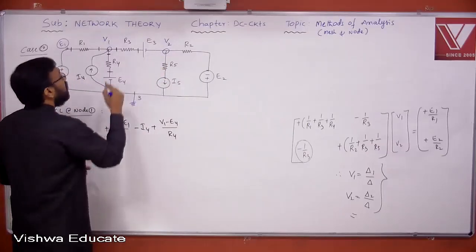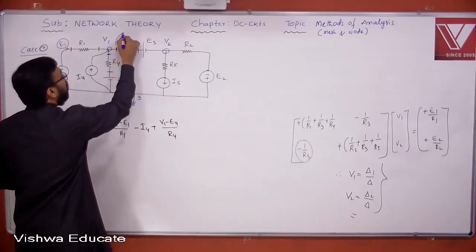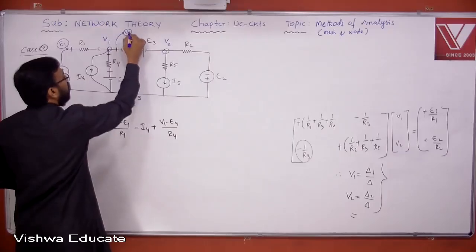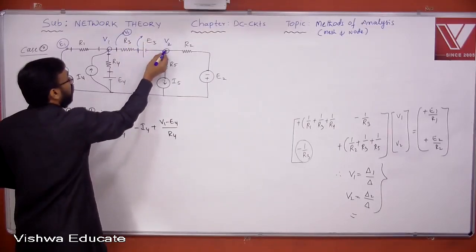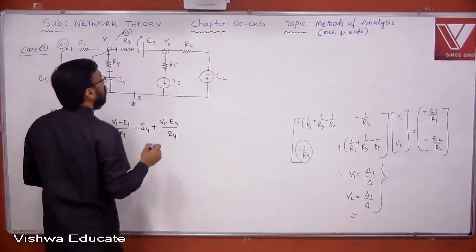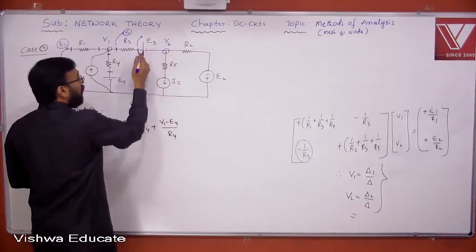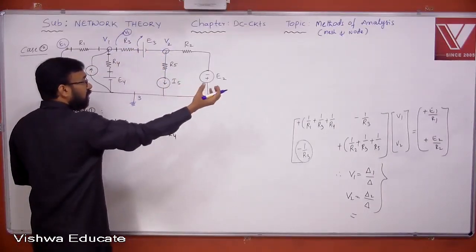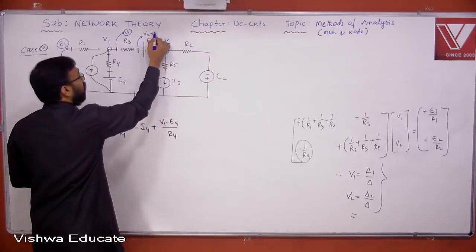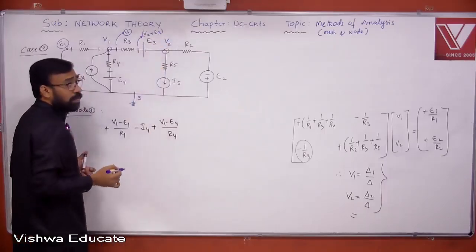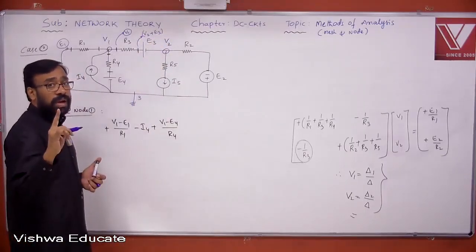Okay, this is V1. This point is operating at V1. This particular node is operating at what? Jump from this point to this point: V2, minus to plus, lower to higher. Take the voltage V2 plus E3. The voltage at this node is V2 plus E3. I hope you understand the point.